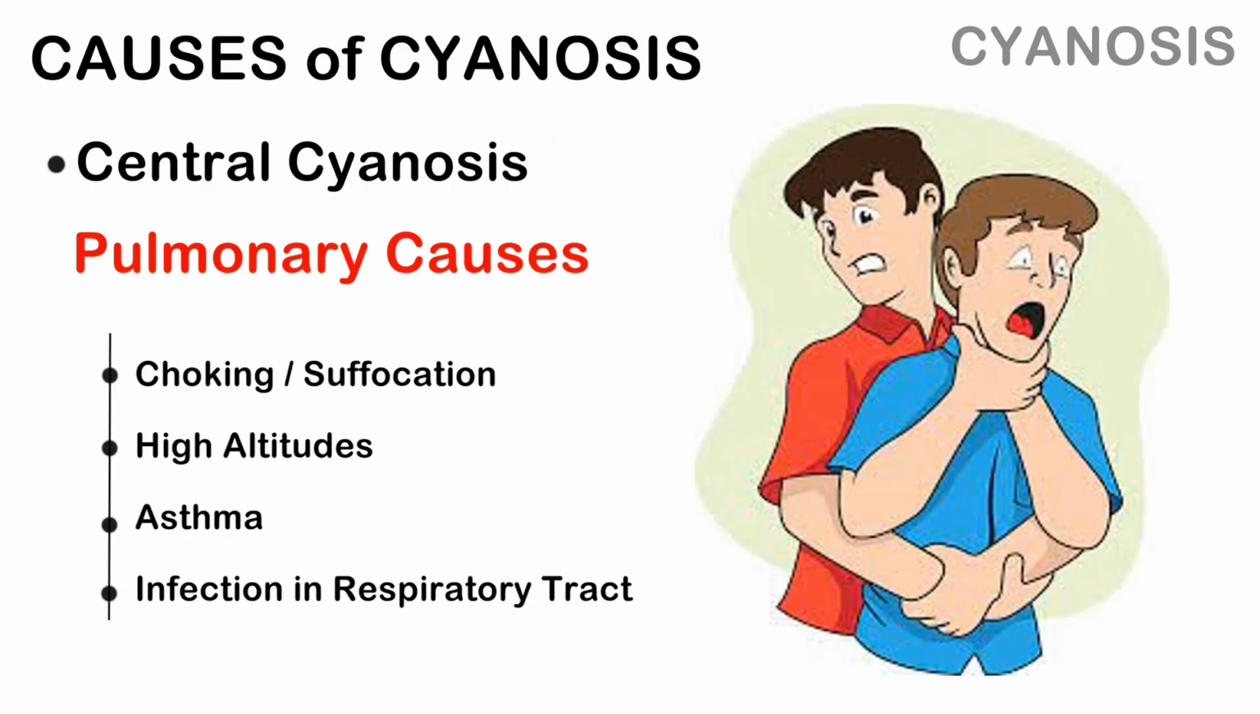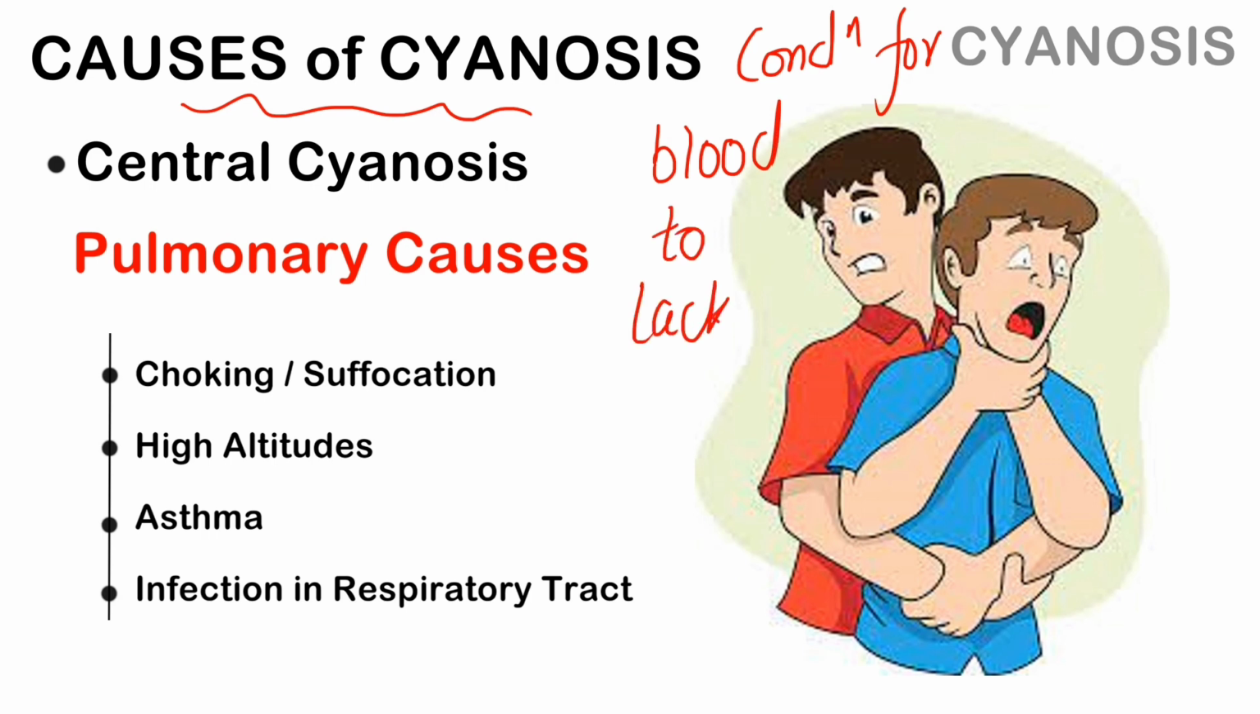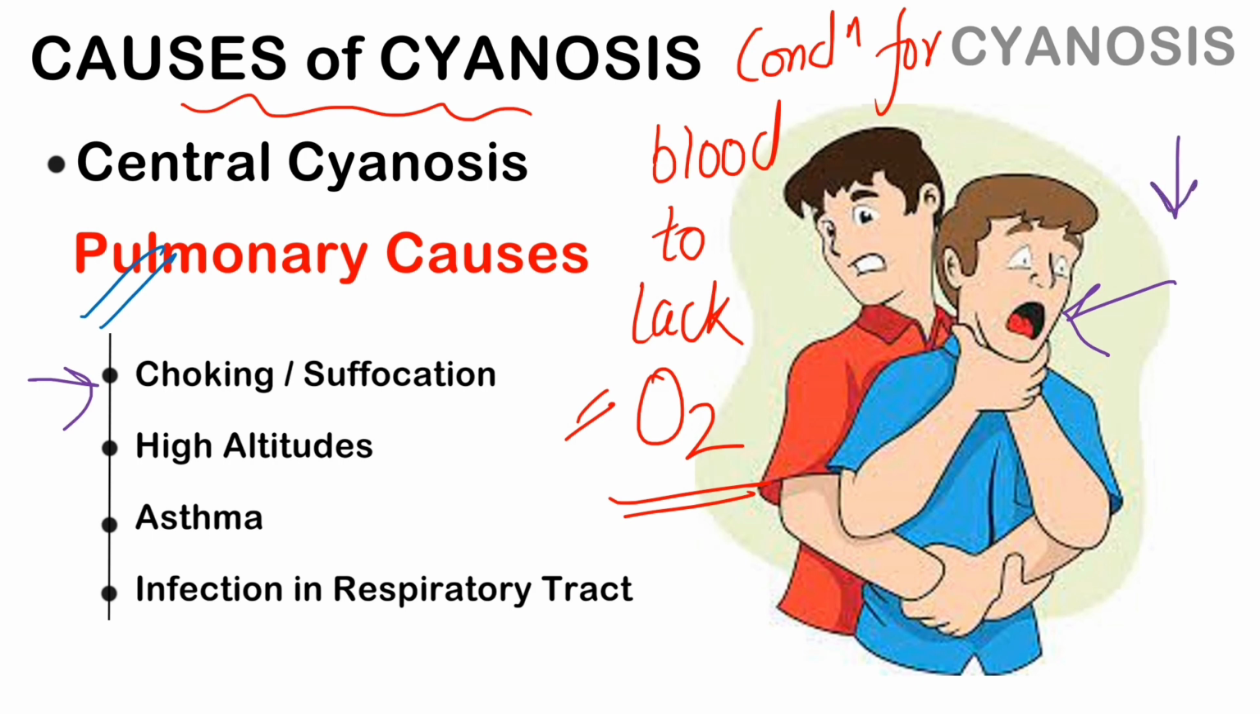Now, as we know, many conditions can cause your blood to lack the oxygen levels it needs, which can cause cyanosis. So let's enumerate them. First is pulmonary causes or airway problems, which include choking or suffocation. It's easy. If the person is choked, it will decrease the air supply to the lungs, further causing decreased oxygen saturation levels and causing cyanosis.